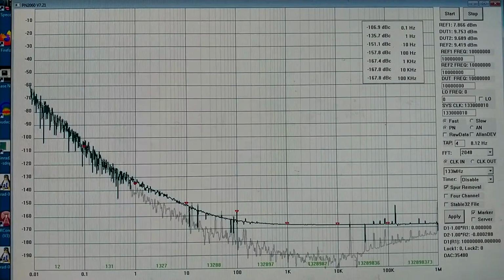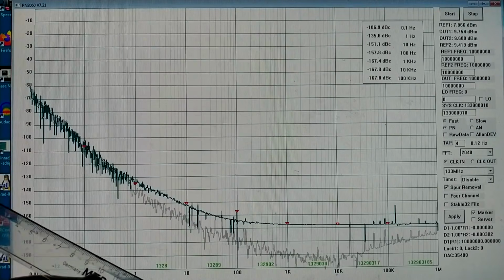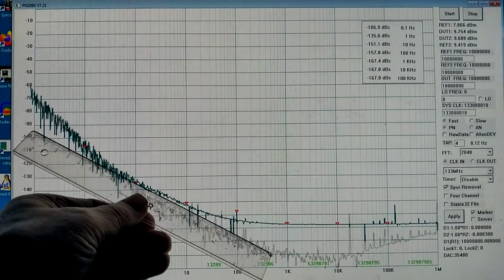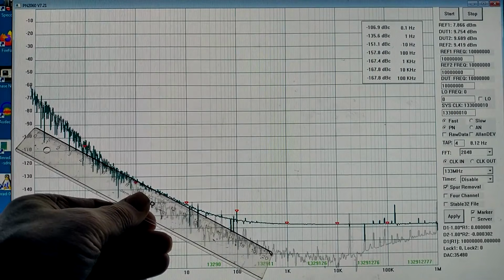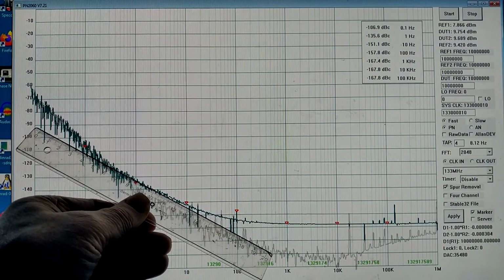Here I'm feeding the amplifier through a 3 kilo ohm resistor. And it's a bit noisy, but I can put the ruler like this.